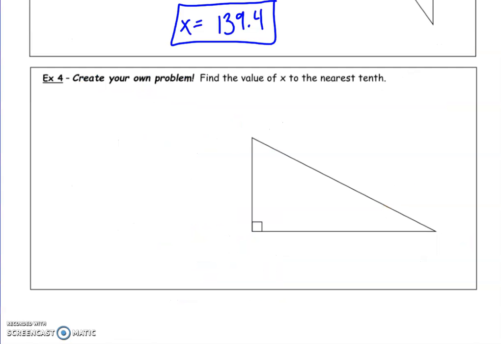All right, example 4, create your own problem. Find the value of x to the nearest tenth. I'm going to get some information from you guys. Colin, give me an angle less than 90 degrees. 74. I'll put it up here. Macy, give me any number less than 100. 21. Alex, you tell me hypotenuse or opposite?